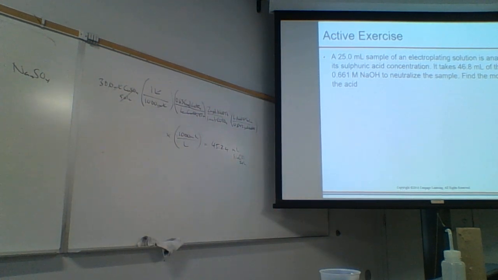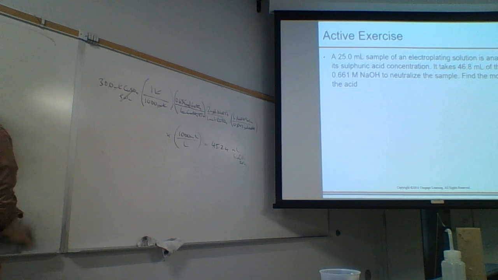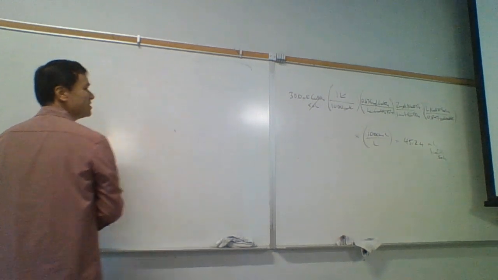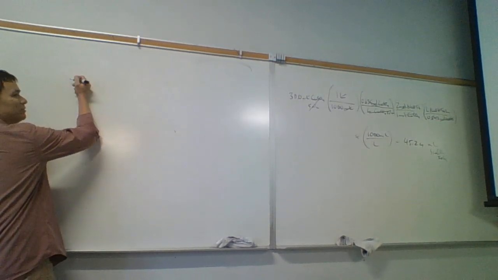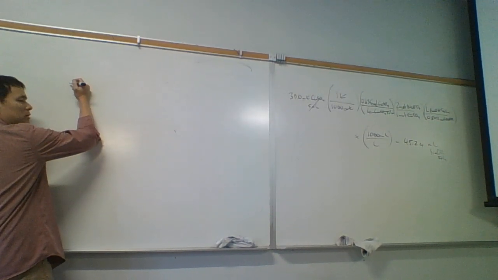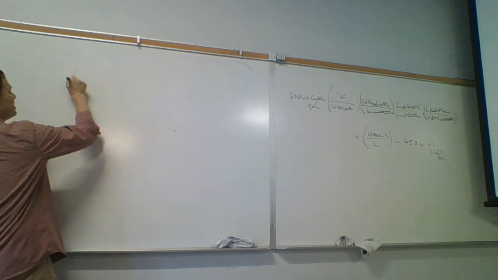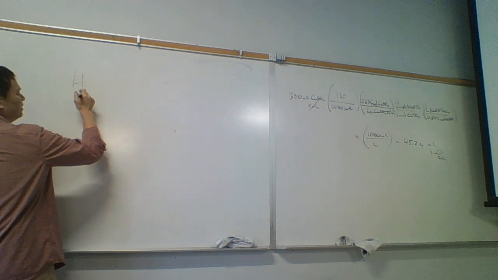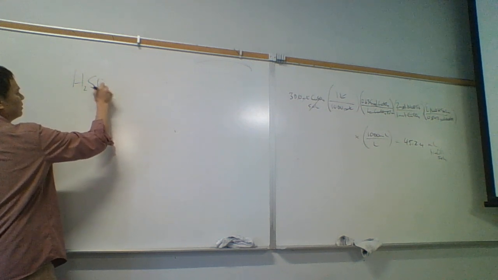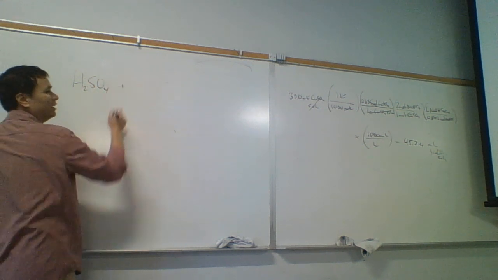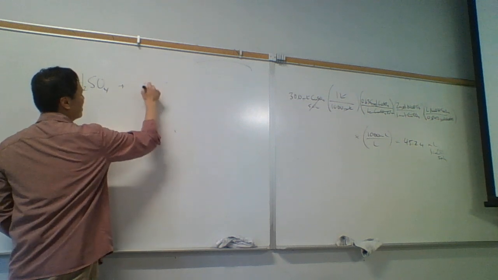So a titration, just like in any stoichiometry problem, we need the balanced chemical equation first. And so let's go ahead and write out the balanced chemical equation. Well, sulfuric acid. What is the formula for sulfuric acid? H2SO4. And we're going to react it with sodium hydroxide, NaOH.